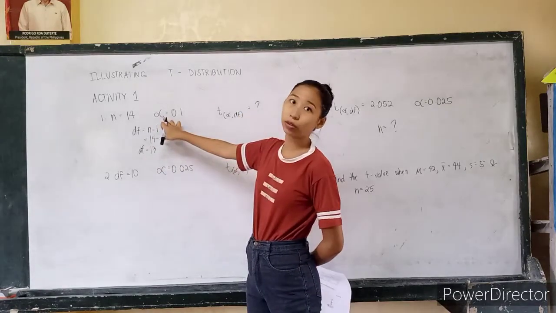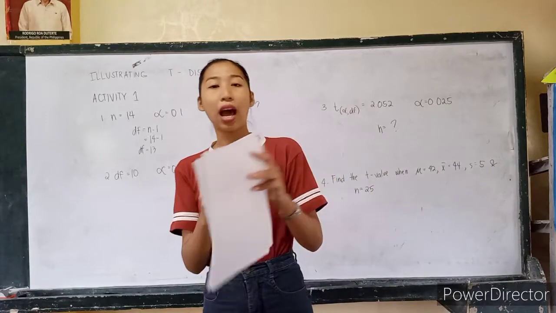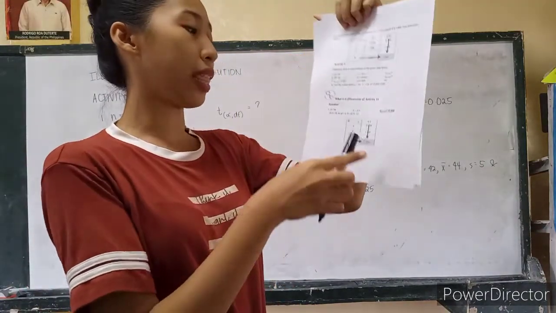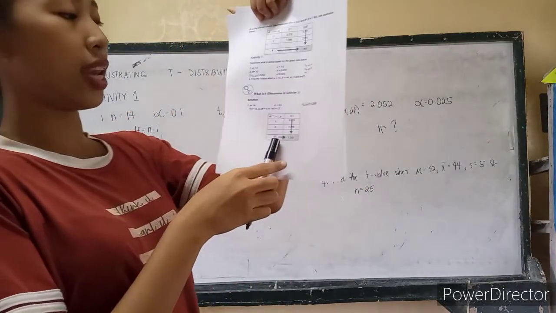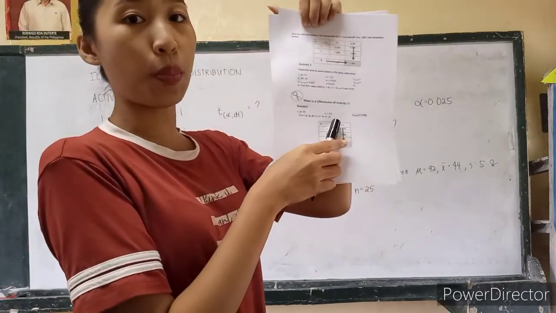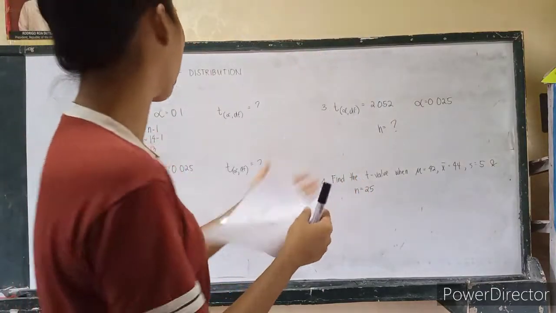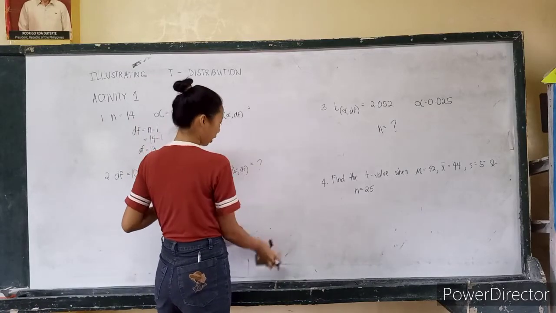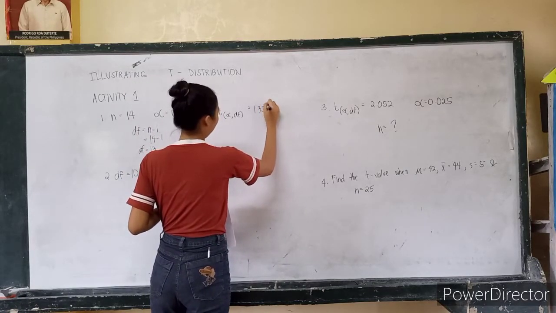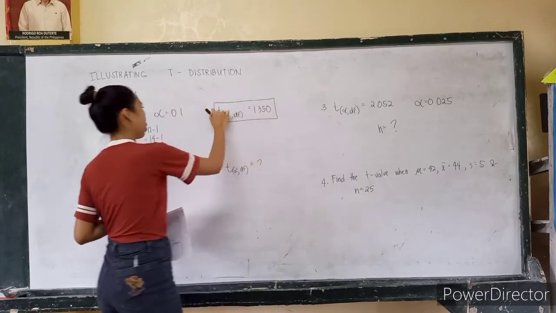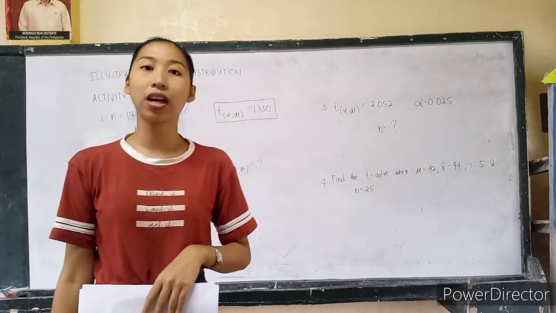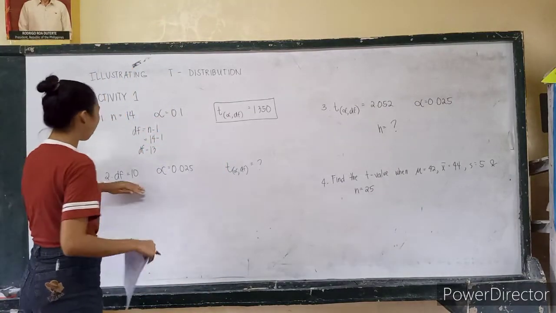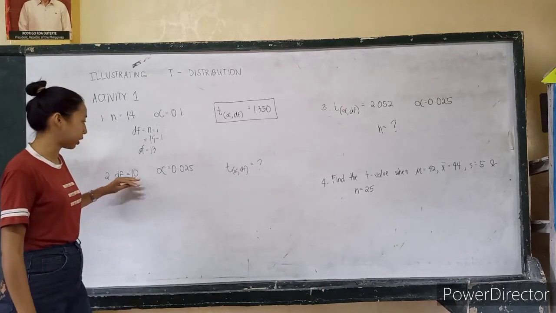Then our alpha is equal to 0.1. Now, look at our table. Looking at our table, you can see that for df 13 and alpha 0.1, at the intersection, the value is 1.350. Therefore, your t value is 1.350. Clear?